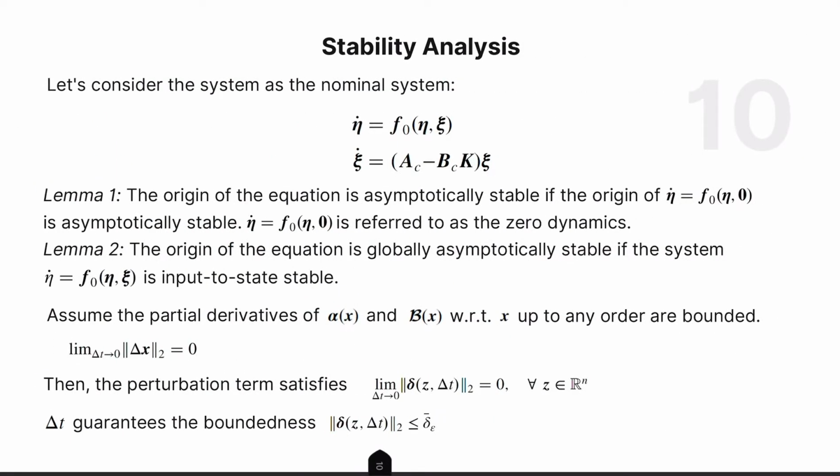In the paper, the stability analysis was discussed. The stability of INDI at the origin z equal to 0 of the closed loop system is analyzed. To check the stability, the actuators are assumed to be ideal with perfect sensing. Let's consider the following system as the nominal system. Here we have equations, and we have two lemmas. The first lemma: the origin of the equation is asymptotically stable if the origin of nu dot is asymptotically stable. In that case, nu dot is referred to as the zero dynamics. And the second lemma: the origin of the equation is globally asymptotically stable if the system nu dot is input to state stable.